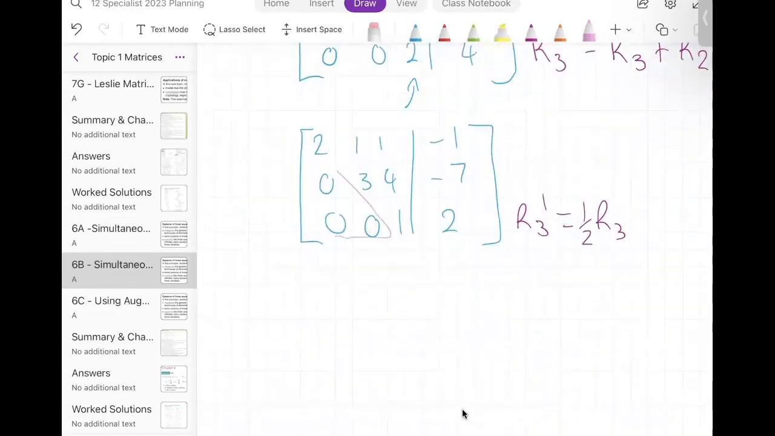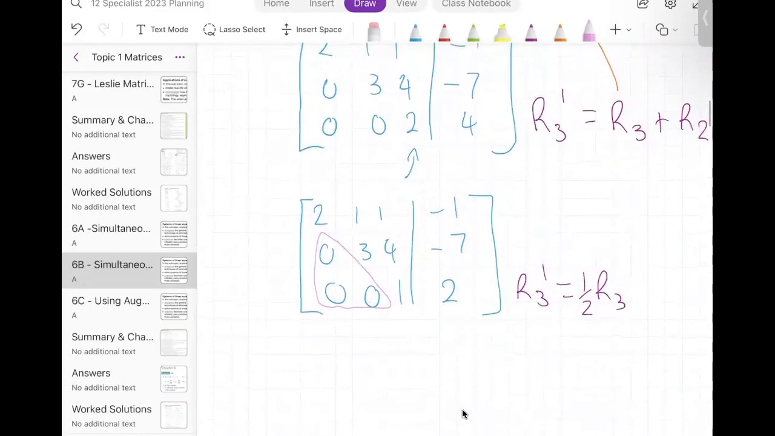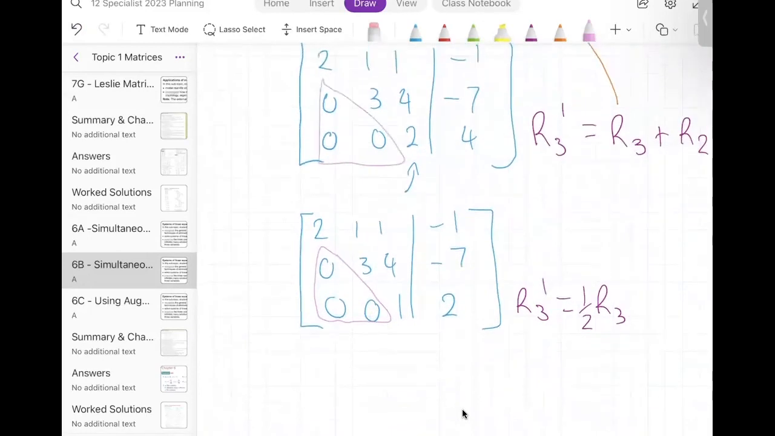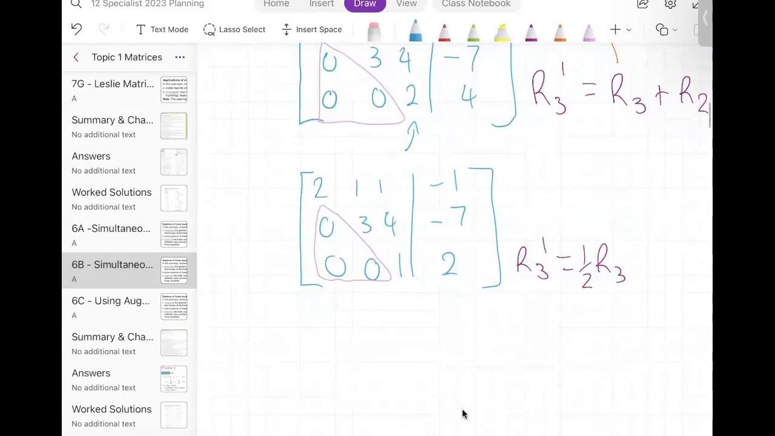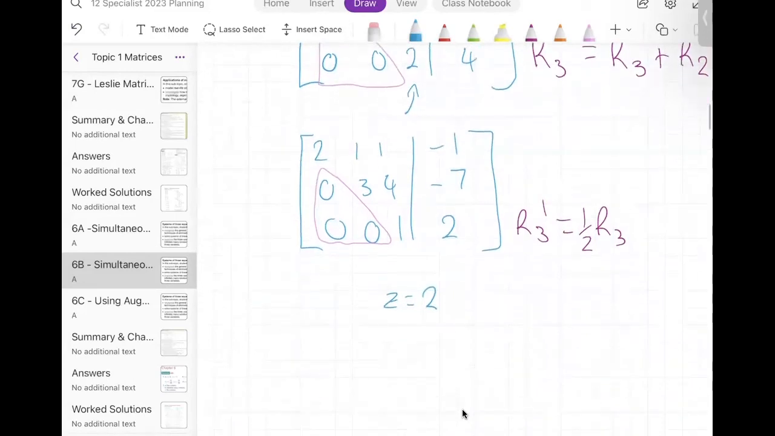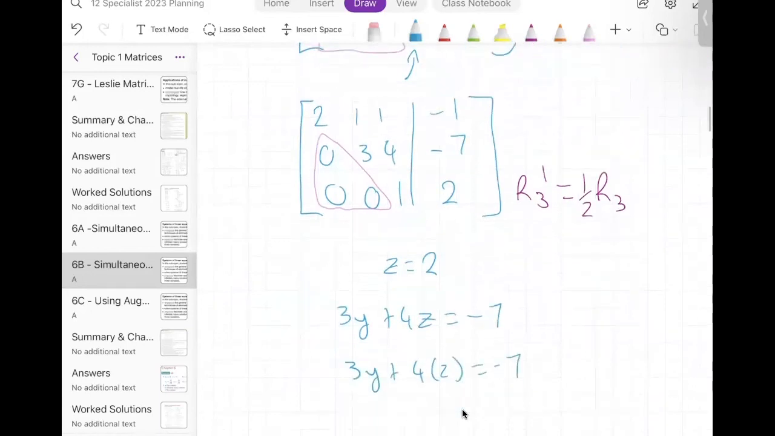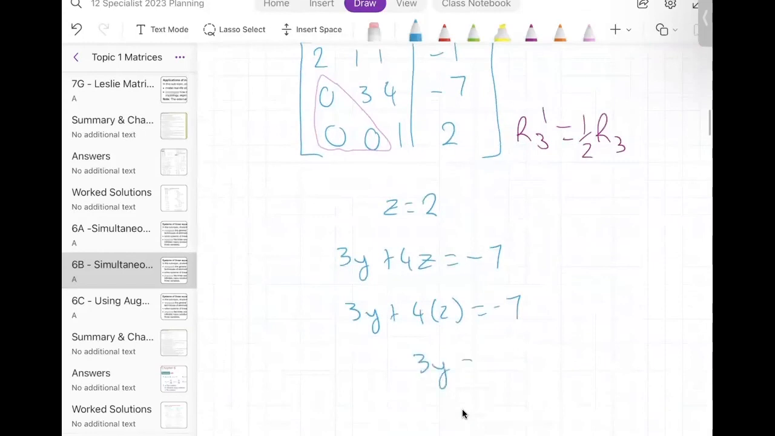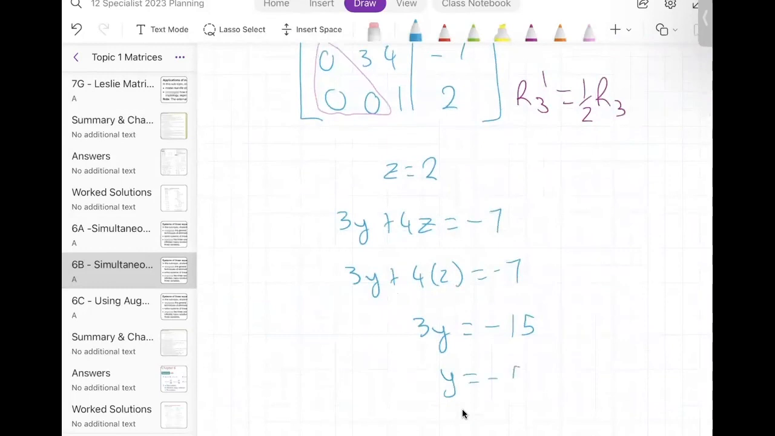Okay, so now that I've got my little triangle of zeros in this bottom corner, and I had the same triangle up here as well, I can now just say, okay, well, z is going to equal 2, and I can use that z equals 2 to substitute into row 2, and substitute that into row 1. So I do that, that's going to become 3y plus 4z equals minus 7, becomes 3y plus 4 times 2 equals minus 7. So that means 3y is going to equal minus 15. So y is going to equal negative 5.